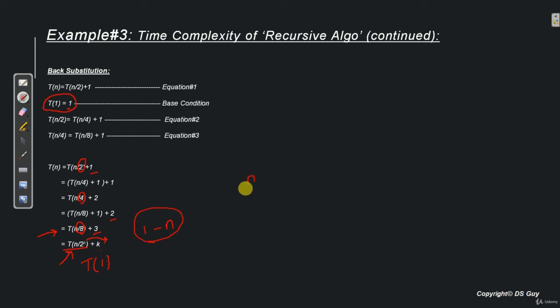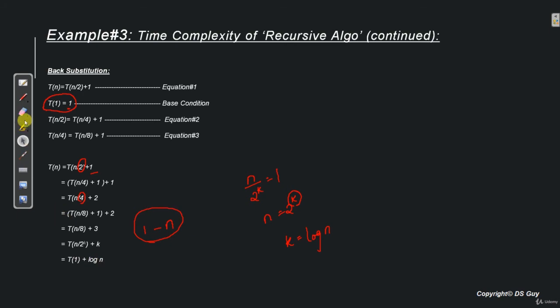So n/2^k, for what value of k will this become 1? The answer is simple. All that we have to do is put it equal to 1. So n is equal to 2 to the power k, and then k is equal to log n. So if we replace the value of k with log n, this entire thing gets reduced to 1. So in the next step, we have replaced k with log n. So this function over here gets reduced to T(1) and this k becomes log n.